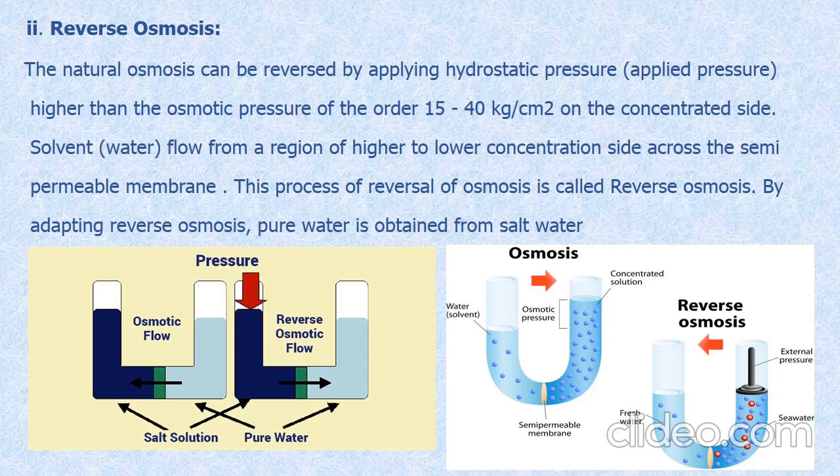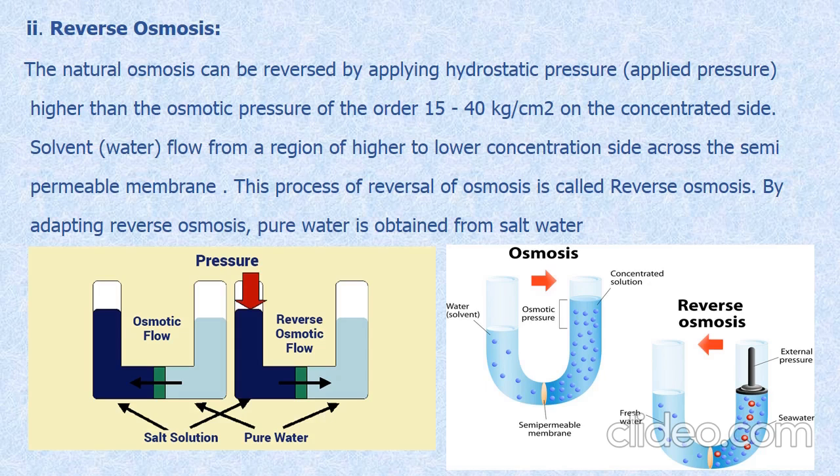You can see the diagram here on the left side. This is osmotic flow. Light blue is lower concentration, dark blue is higher concentration. So water flows from lower concentration to higher concentration. Here we have reverse osmosis. On the concentrated side, I apply a pressure which should be greater than the osmotic pressure. So when we apply a pressure greater than the osmotic pressure, what happens? Water from the higher concentration side moves towards the pure water side, that is the blue side, where we don't have any salt content. So the process is reversed and we are benefited by getting fresh water.